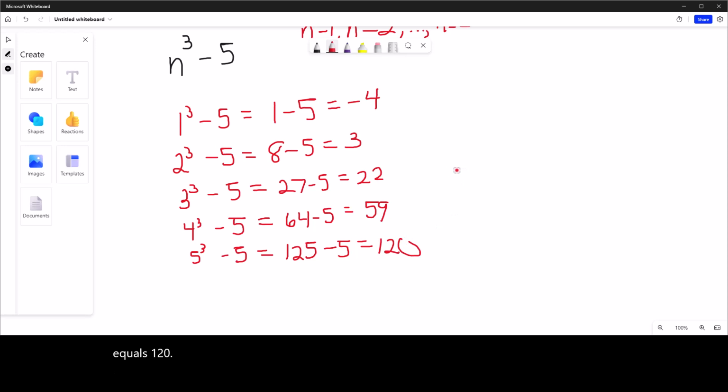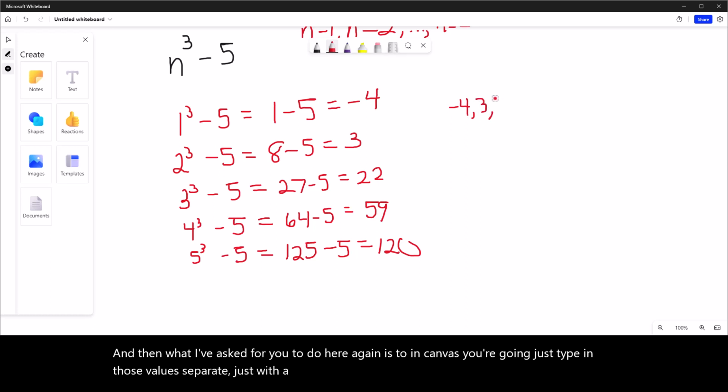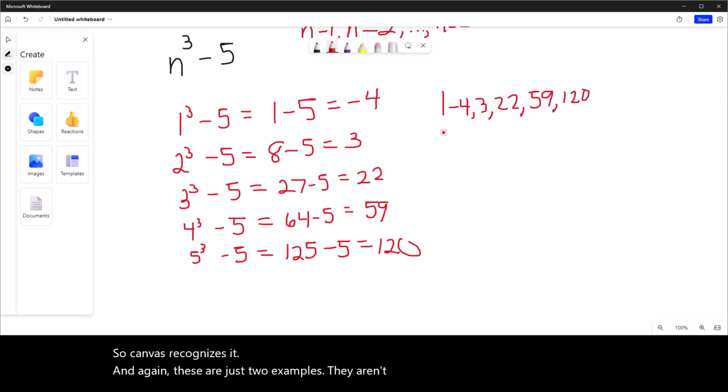And then what I've asked for you to do here, again, is to, in Canvas, just type in those values, separated just with a comma between each one, no spaces, so Canvas recognizes it. And again, these are just two examples. They aren't any of the exact homework problems, but it will hopefully help you with that.